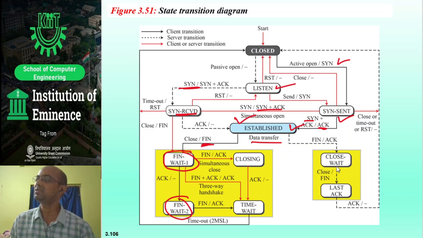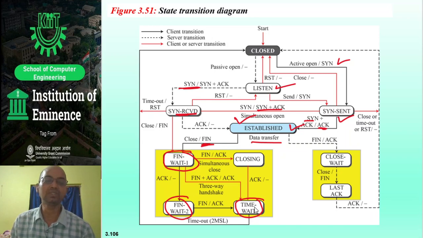And when it receives the FIN from the server, it goes to the timed wait. Timed wait means what? I received the FIN and I sent the acknowledgement, and I have to wait for 2 units of time, because the server may not receive my acknowledgement; that is the last acknowledgement. In that case, the server may send another FIN message to the client. So it will wait 2 units of maximum segment size time. That is called timed wait.